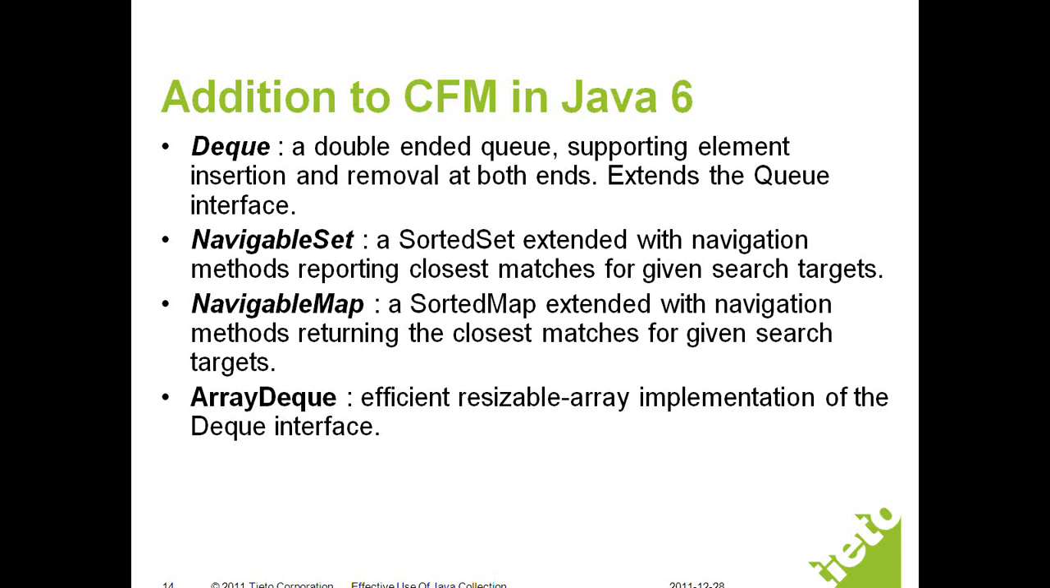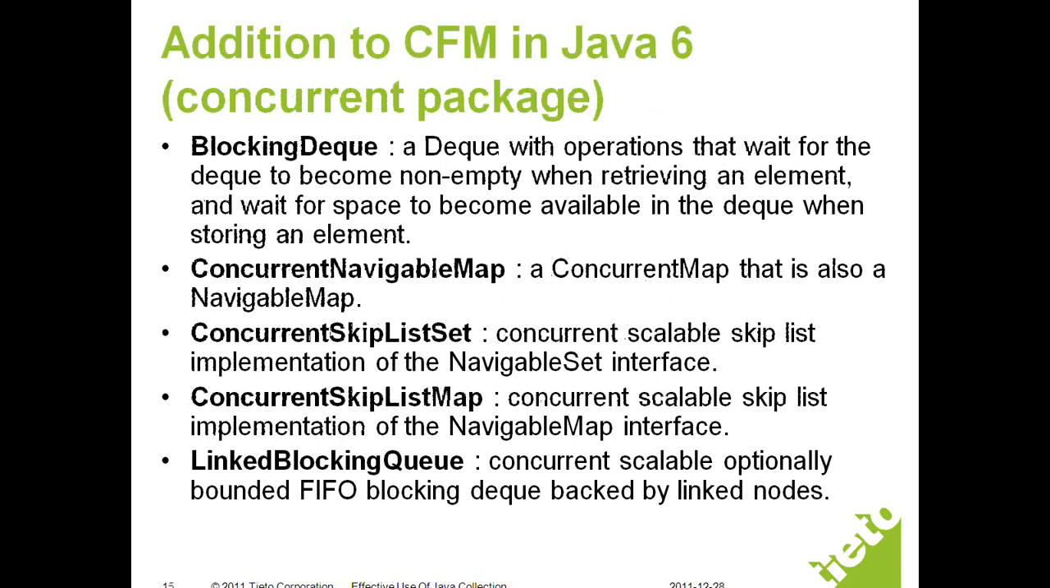Then some more classes have been added in the concurrent package, like BlockingDeque, a blocking implementation of a double-ended queue, and ConcurrentNavigableMap. ConcurrentNavigableMap is a concurrent map that is also a navigable map, we can say. ConcurrentSkipListSet is a concurrent scalable skip list implementation of a navigable set. LinkedBlockingQueue, the same way as ConcurrentSkipListMap, is a concurrent scalable optionally bounded FIFO blocking queue backed by linked nodes.